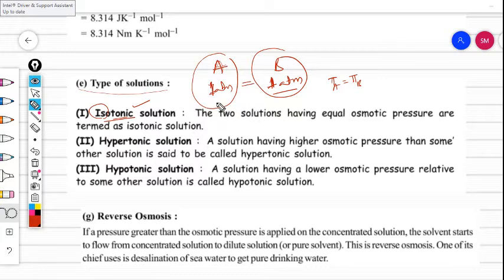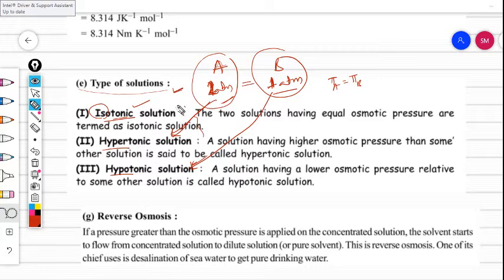Let's say the condition is changed. Solution A has 2 atmospheres osmotic pressure and B has 1 atmosphere. So compared to B, A is more. This type of solution is said to be hypertonic, based only on these osmotic pressure values. You can apply this to concentration also. Next, if it is lower, it is said to be hypotonic. Hypo means less, hyper means excess. So these are the conditions and the terminologies used for solutions.